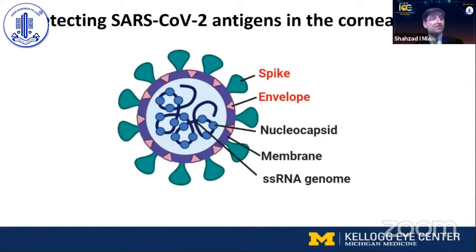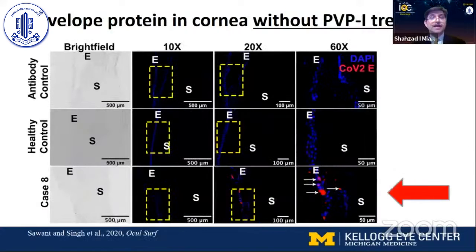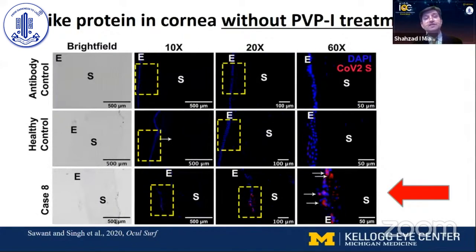We wanted to do further testing to look at immunostaining, looking for the spike and envelope protein within the specimens tested. And for that, we had a control group with the antibody control using a non-COVID-2 antibody and a healthy control where we knew that the donor did not have COVID to look for, again, both the envelope and spike proteins. You can see in the bottom right corner that the corneal surface was positive for viral antigen for the envelope protein, and the same specimen in the bottom right corner was positive for the spike protein on the corneal surface.